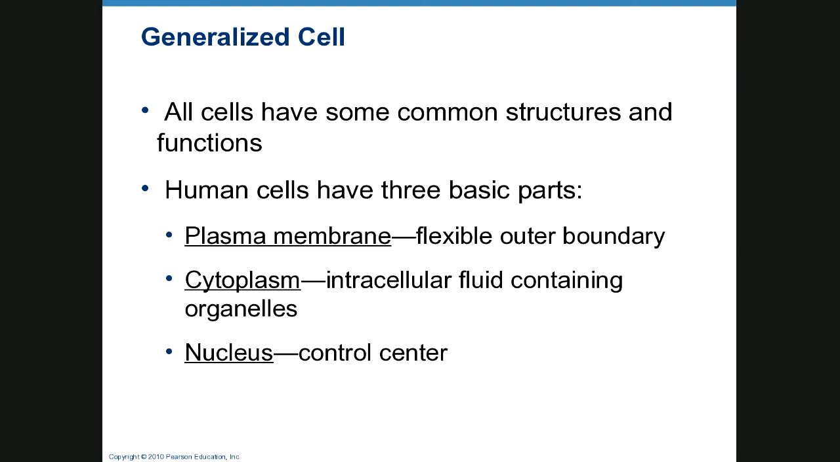Cells have common structures and functions, and then they have individual types as well. All cells have a plasma membrane, which is the outer boundary, the cytoplasm, which is the intracellular fluid that contains the organelles, and then the nucleus, which is the control center of the cell.